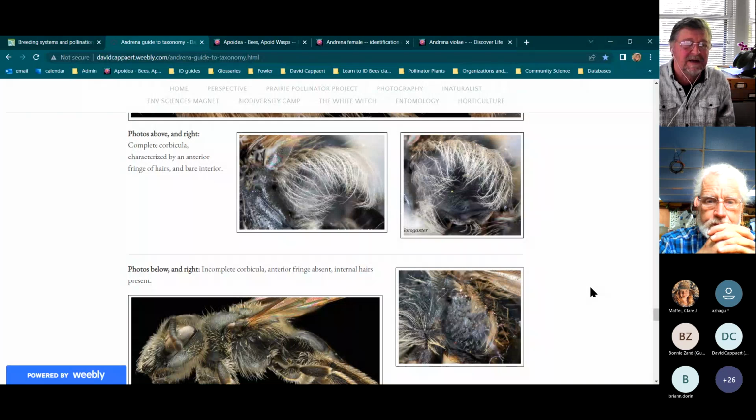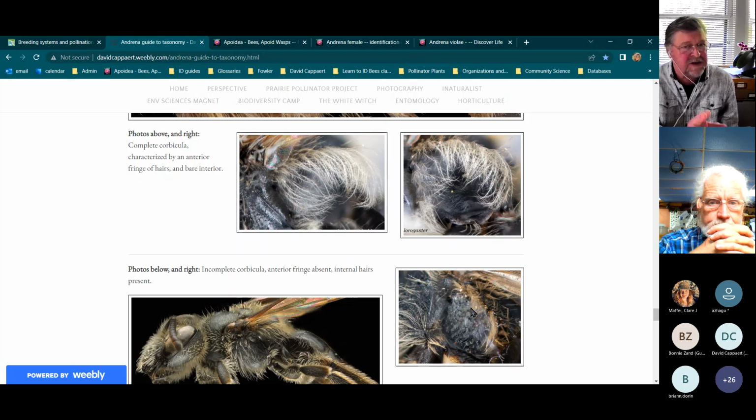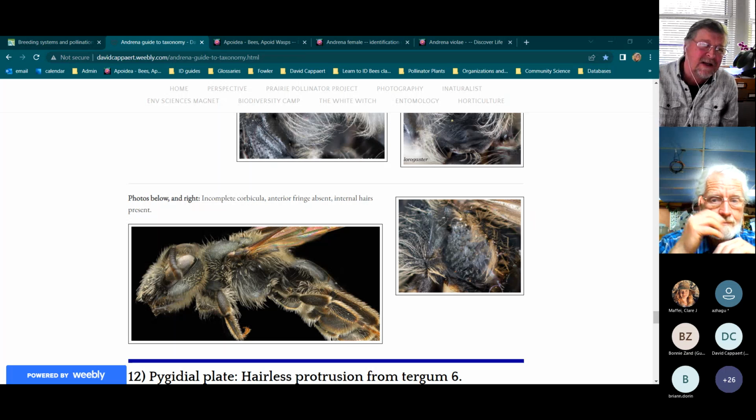And we'll talk about that later. But that's a hugely important structure for Andrena. I mean, no matter what key you use, invariably you have to look at that, it seems like. So those are excellent photos. It's basically under the hind wing and on the sides of the propodium. They don't always look as nice as that one. Sometimes they're more incomplete. There might be no fringe on the front part.